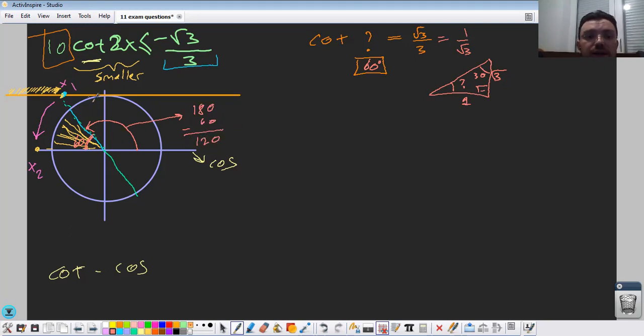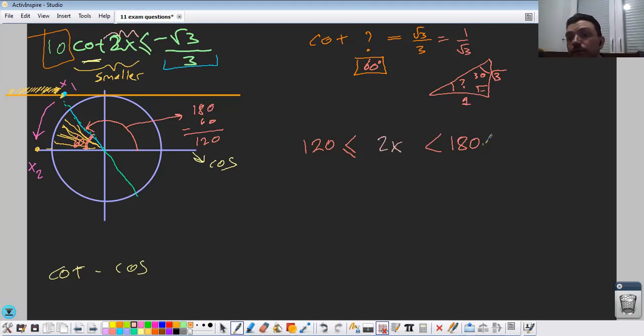This is x1. So you will write the inequality in here. 120 is the first one. Since there is also equality in here, you can put equal over there. And then the final angle goes till 180. When it's 180, cotangent itself is undefined. Then between the two angles, you insert whatever you have in the example, cotangent of 2x.